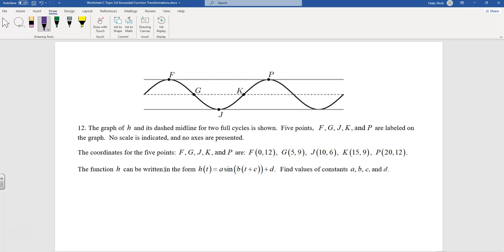The coordinates for the 5 points F, G, J, K, and P are given. The function H can be written in the form H of T equals A sine B parentheses T plus C plus D. Find all the values for A, B, C, and D. For this, I would go through and label these points. So this is 0, 12. This is 5, 9. This is 10, 6.